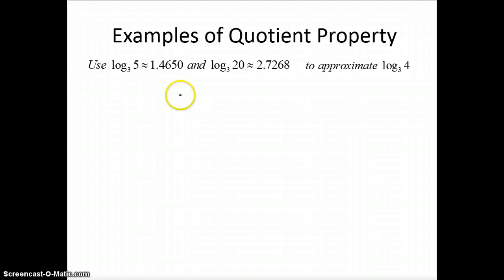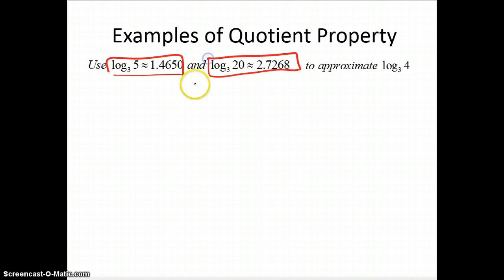So for this first one, we're given certain log values, and we're trying to approximate log base 3 of 4. What I usually do on this is I look at what's given, and I say, how can I get what I'm trying to find to be written as something with some operation of these other two. So we have 5, we have 20, and we're trying to find 4. So I would rewrite log base 3 of 4 as log base 3 of 20 over 5, because 20 over 5 is 4, and they give us 20 and 5. So it kind of makes sense.